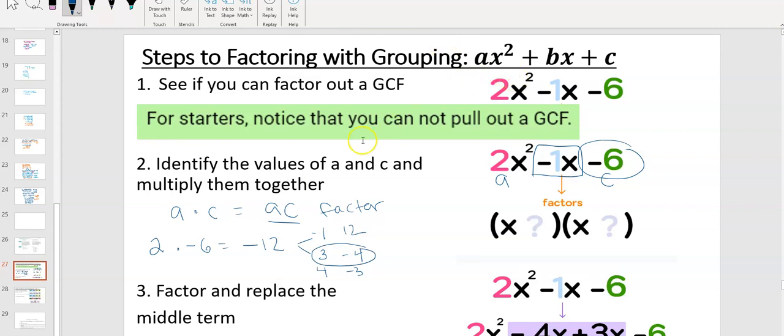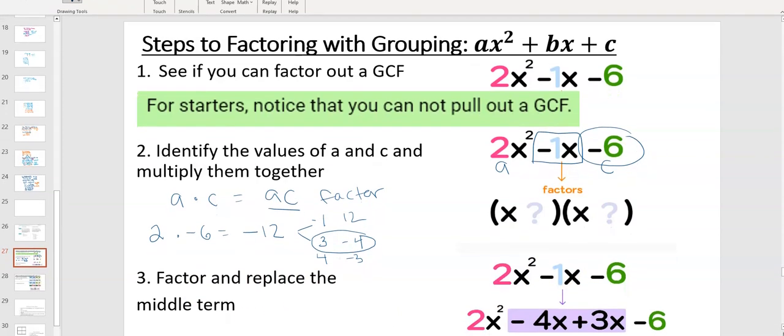Okay, so those are the first two steps, right? See if you can factor anything else out. You can't. Multiply A and C, and then factor and replace that middle term. I can see that it's probably hard for you to see that bottom part there, so I'll move it down a little bit. You can see here that finding those terms, negative 4 and positive 3, they went ahead and split that center term, that B, into those two terms and rewrote the polynomial. Okay, pause here if you need to take more notes. We're going to jump to the next page now.